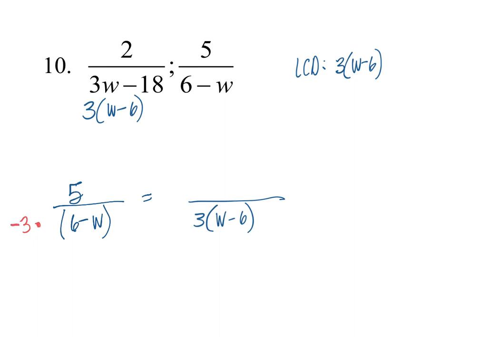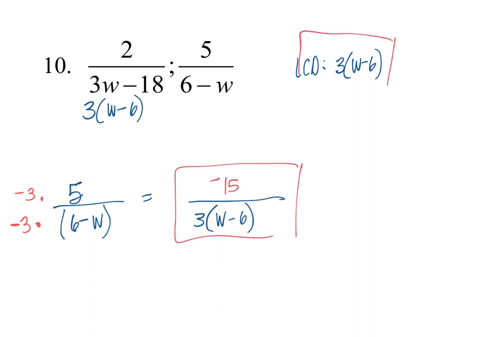But it also has to be a negative 3, because the negative would change the inside of the 6 minus w. This negative is going to change this inside to be w minus 6. It'll make the 6 negative, and it'll make the w that was negative, it'll make it positive. So our answer would be negative 15 over 3 times w minus 6. And again, the 2 over 3w minus 18 already had that LCD as a denominator.